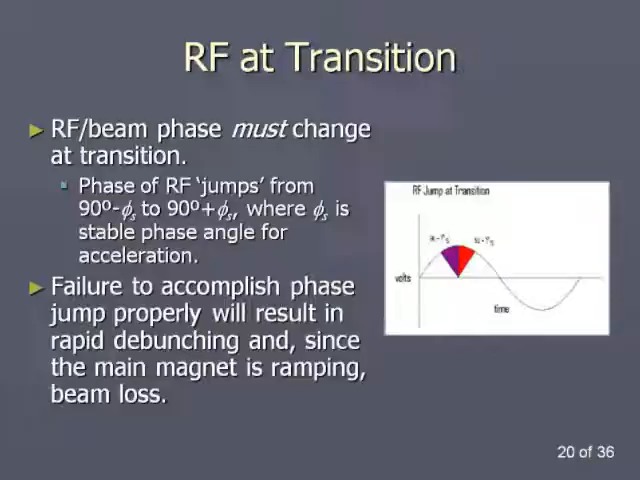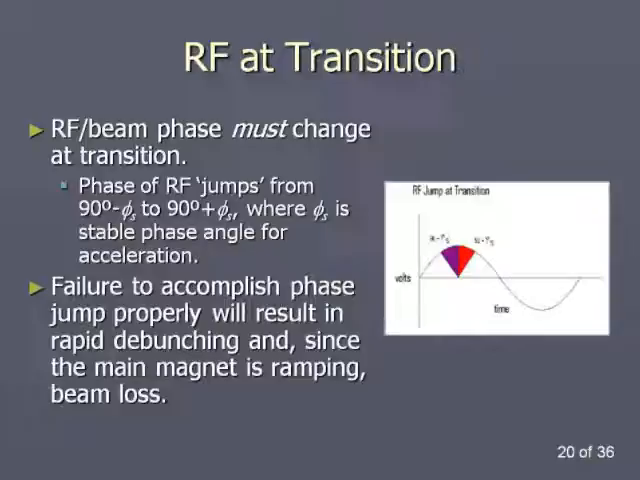Okay, so this is what I drew before. You have to jump from the right side of the curve to exactly the same point on the other side of the curve, because you still want the same net kick. The energy is still increasing, marching ahead at the same delta E per turn. So you want the same net kick, but you need the slope to be the opposite. So the RF has to jump very quickly to the other side of the crest.